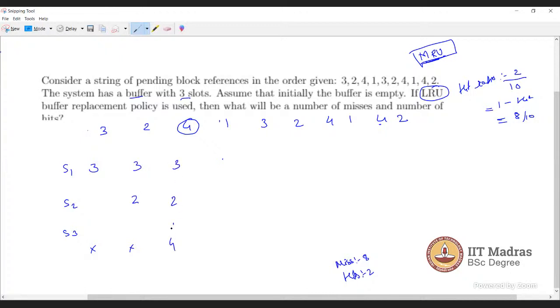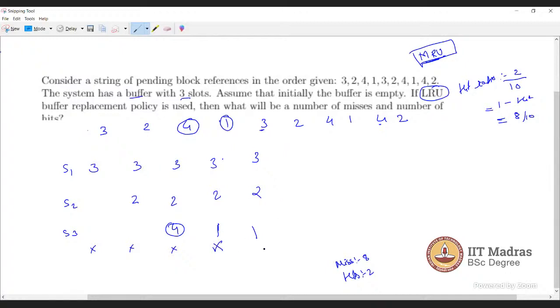Now in the case of most recently used, if I want to insert 1, which block do I have to remove? 4, sir. 4 because it's most recently used, right? So 3, 2, 1 instead of 4, 1. Now I want to insert 3. 3 is already there in the buffer, right? So it is a hit. That is 3, 2, 1. Now what about 2? 2 is also there in the buffer, right? So it is a hit.